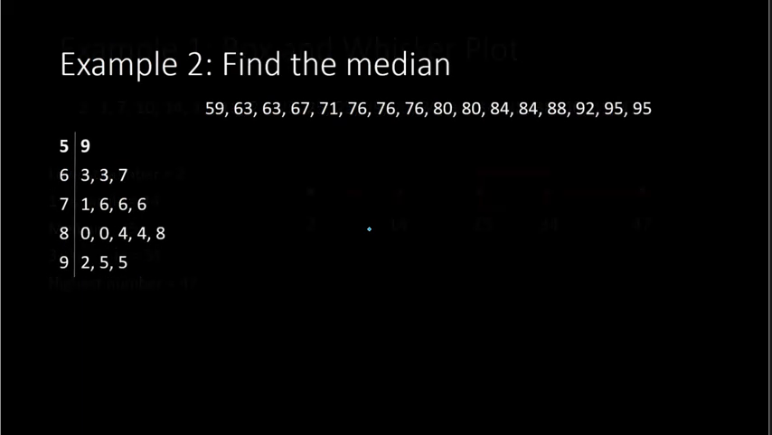Let's try another example. Here we have, again, another stem and leaf plot. So the stem and leaf plot on the side we can convert to all these numbers. So 5, 9 means 59, 6, 3 means 63. We have another 6 and 3 to get another 63. 6 and 7 would give me 67. And then with the 7 we have 71, 76, 76, 76. We see that listed up here. Then we have 80, 80, 84, 84, and 88. And that's all listed up here as well.